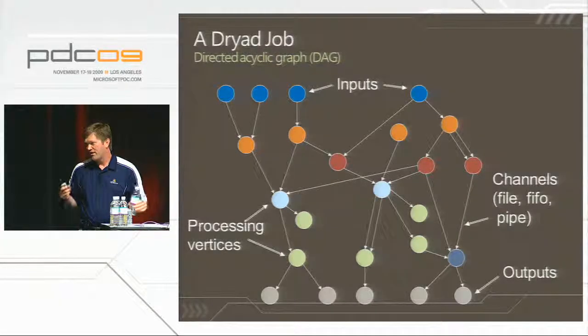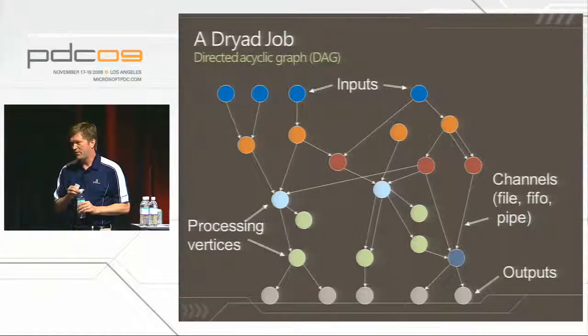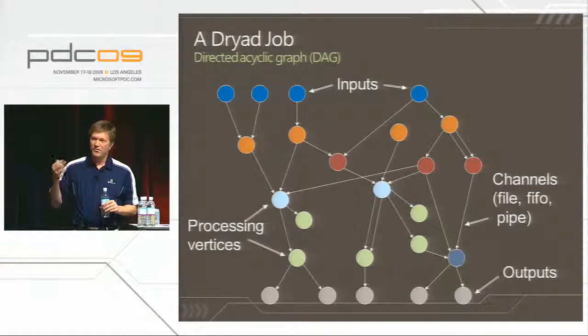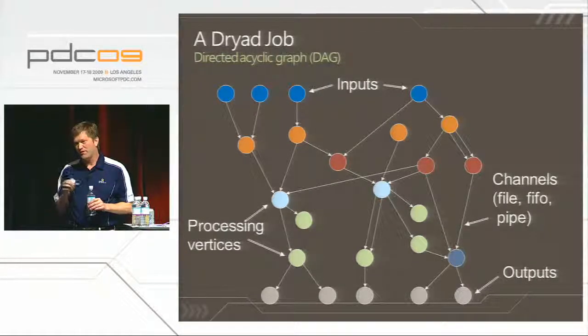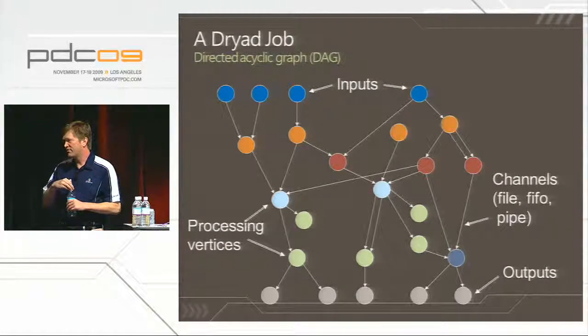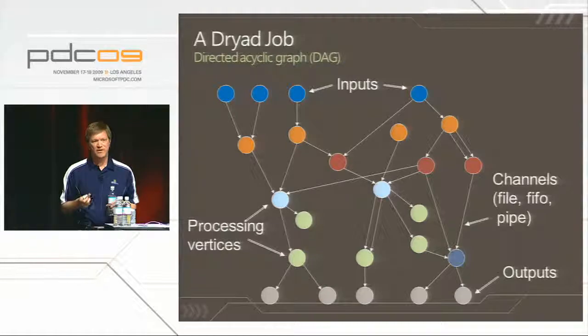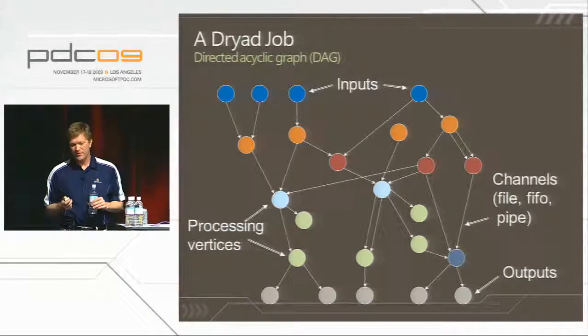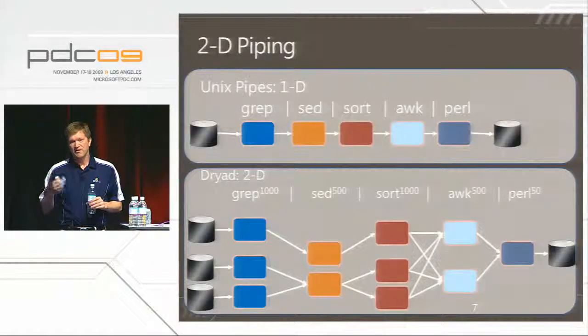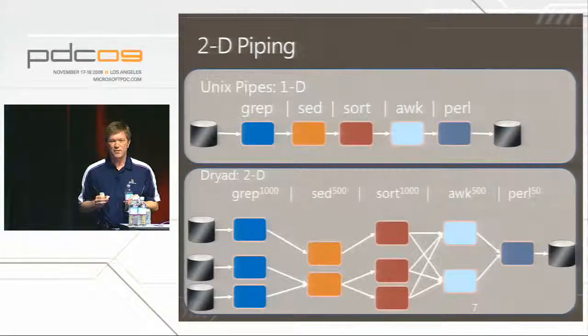But again, this is not necessarily a programming model that people want to think about, having to manage wiring up all these vertices by hand, building these channels, putting the different semantics on that. So a more natural way to think of a Dryad job that's familiar to a lot of people is really as a two-dimensional version of this classic Unix one-dimensional pipeline.